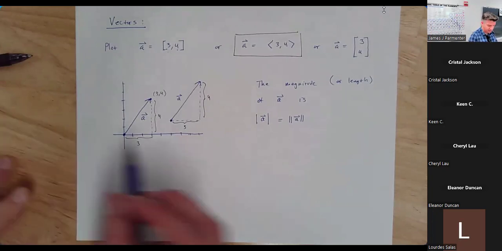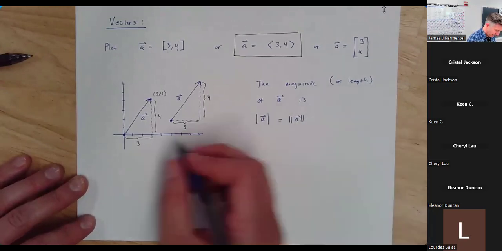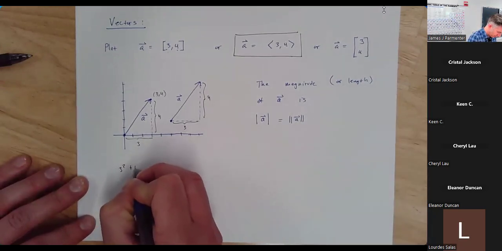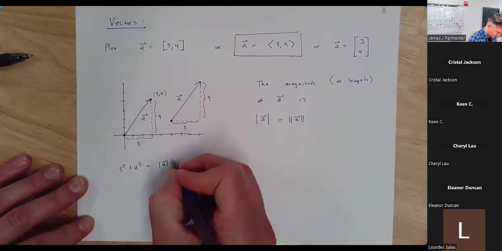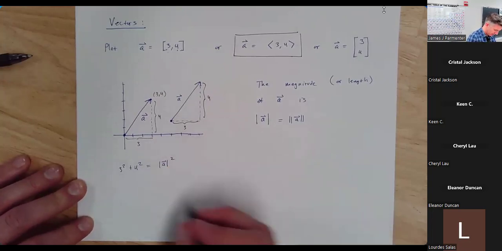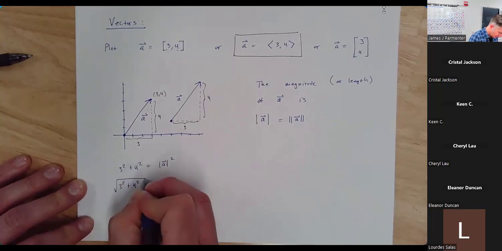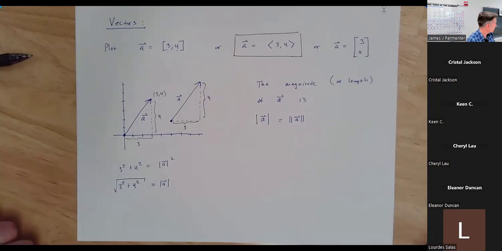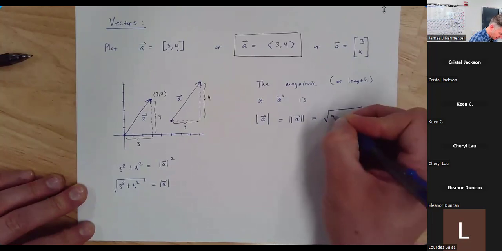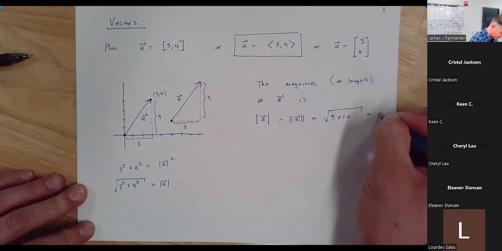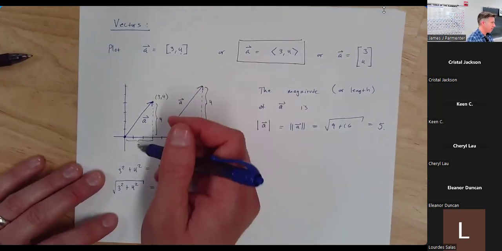Either way you write it, if it's this of a vector, we mean the length of the vector, and it's going to be, well, I can see here that 3 squared plus 4 squared is equal to the length of that vector squared. So if I take the square root of both sides, the length of my vector, or the magnitude of my vector, is going to be the square root of 3 squared plus 4 squared. So in this case, the magnitude of our vector is the square root of 9 plus 16, which is going to be the square root of 25, which is 5. Which is everyone's favorite, right? Nice 3-4-5 triangle.